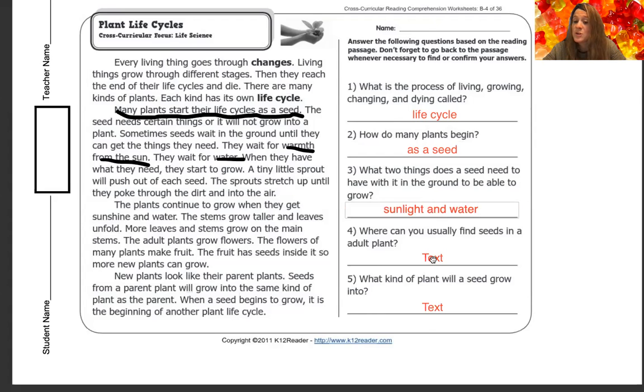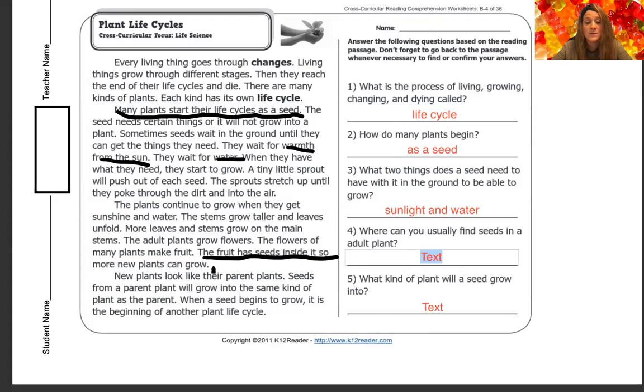Where can you usually find seeds in an adult plant? Where can you usually find seeds in an adult plant? Good, read right here. The adult plants grow flowers. The flowers of many plants make fruit. The fruit has seeds inside of it so new plants can grow. So where do we find those seeds? In fruit. And I'm going to let you guys write that all on your own on number 4.